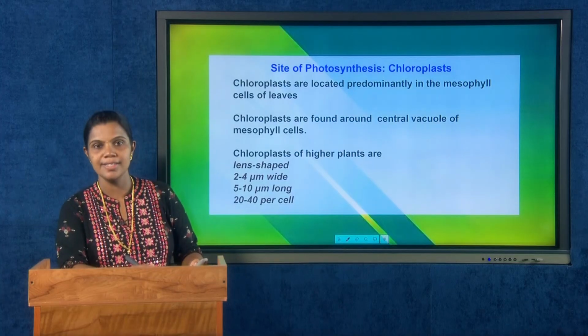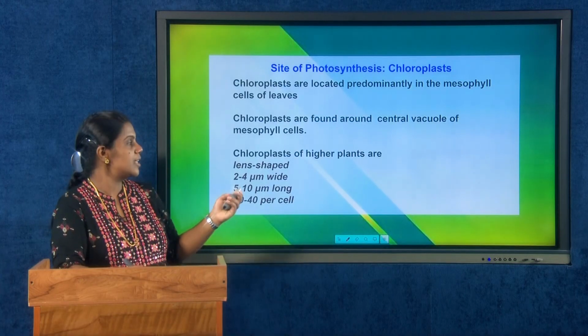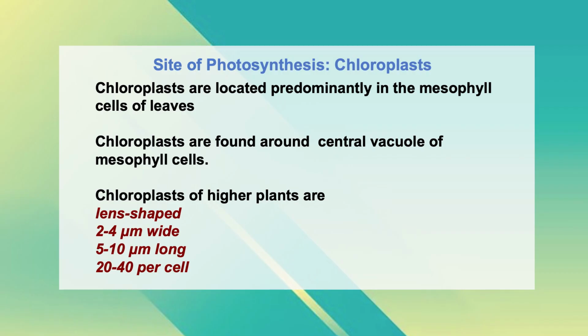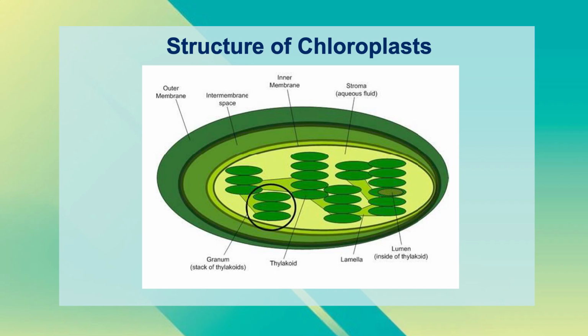In higher plants, the chloroplast is lens-shaped. It is almost 2 to 4 micrometer wide, 5 to 10 micrometer long, and you have about 20 to 40 chloroplasts per cell. Now, let's learn about the structure of chloroplast.